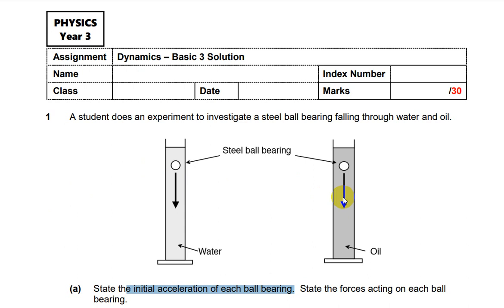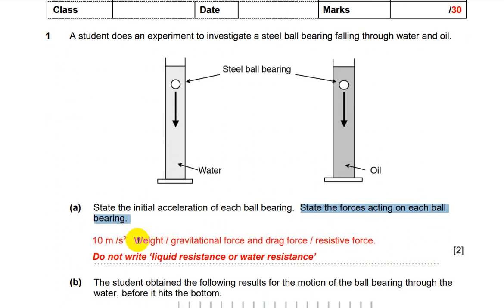State the forces acting on each ball bearing. This one I apologize, the question is a bit vague. Actually they're trying to ask what are the forces on each ball bearing as they pass through the water and oil. That means once they start moving, what are the forces? The forces should be weight, which we've already talked about, and drag force or resistive force, and that is when it starts moving. These two should have been separate questions. I apologize for that, the question isn't very clear.